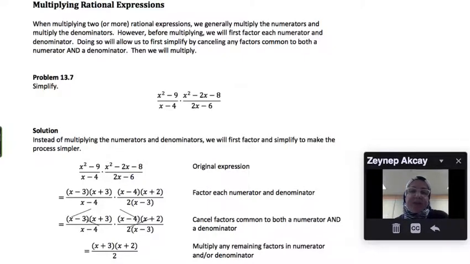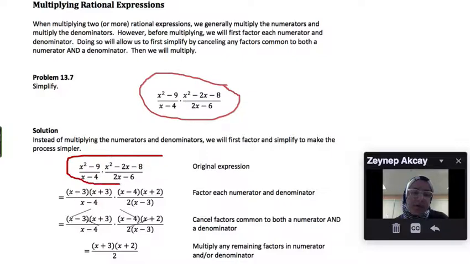So let's look at this problem. The question tells us to simplify, so we see that there is multiplication. We will multiply these two rational functions or rational expressions. So this is the original expression. Here is the solution. So we write the two expressions and we factor both numerators and denominators.